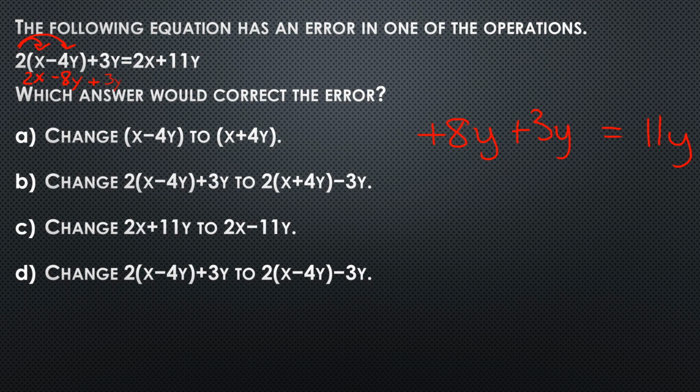So if I'm looking over here and I'm saying, well, I need this 8y to be positive, if I look right above it in my original expression, there's this minus sign here. And if I change this minus sign to a plus sign, that would make this 8y have a positive sign. So the error that we need to correct is to change this x minus 4y to this x plus 4y. So that is the error that we should change.